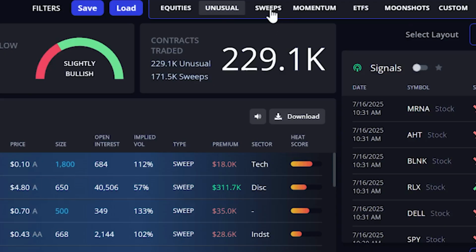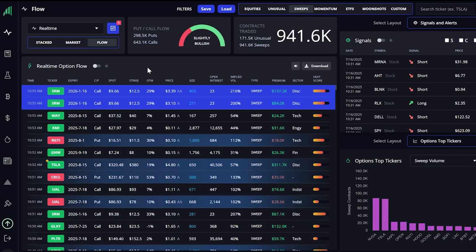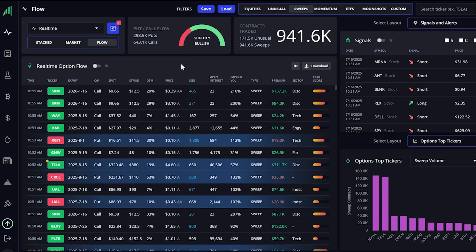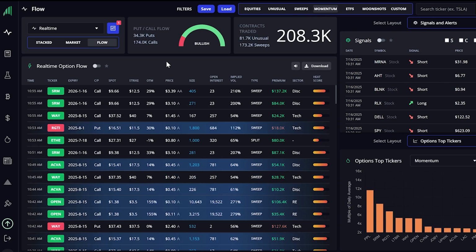We can also look at sweeps specifically. So these are going to be trades that took place across multiple exchanges, a pretty aggressive way to get into a particular trade. And then momentum looks at options contracts that are experiencing higher than average volume. And you can see down here, it actually gives you more information about these, the multiple of the daily average trading volume in these contracts, in this chart down here. So really nice way to accent the information in the table.